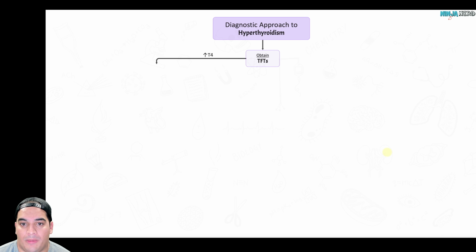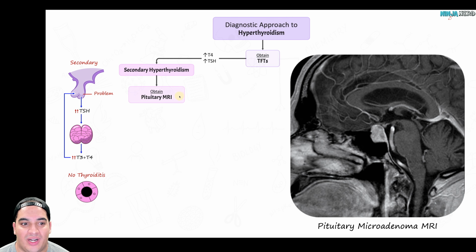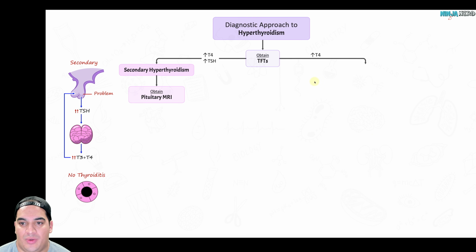If I get the T4 and it's elevated, okay, I know it's hyperthyroidism. What's the TSH? Oh, that's high. That's the pituitary, baby. All right, that's definitely got to be secondary hyperthyroidism. So then what do I do? Well, you got to remember, again, in this particular situation, this guy's the problem. He's pumping out TSH. He's telling the thyroid gland to make a lot of T3 and T4. So I got to go and look at this. So what would I do? Well, I'm going to get a pituitary MRI and look to see, oh, they have a little pituitary microadenoma here. That's their source. Done.